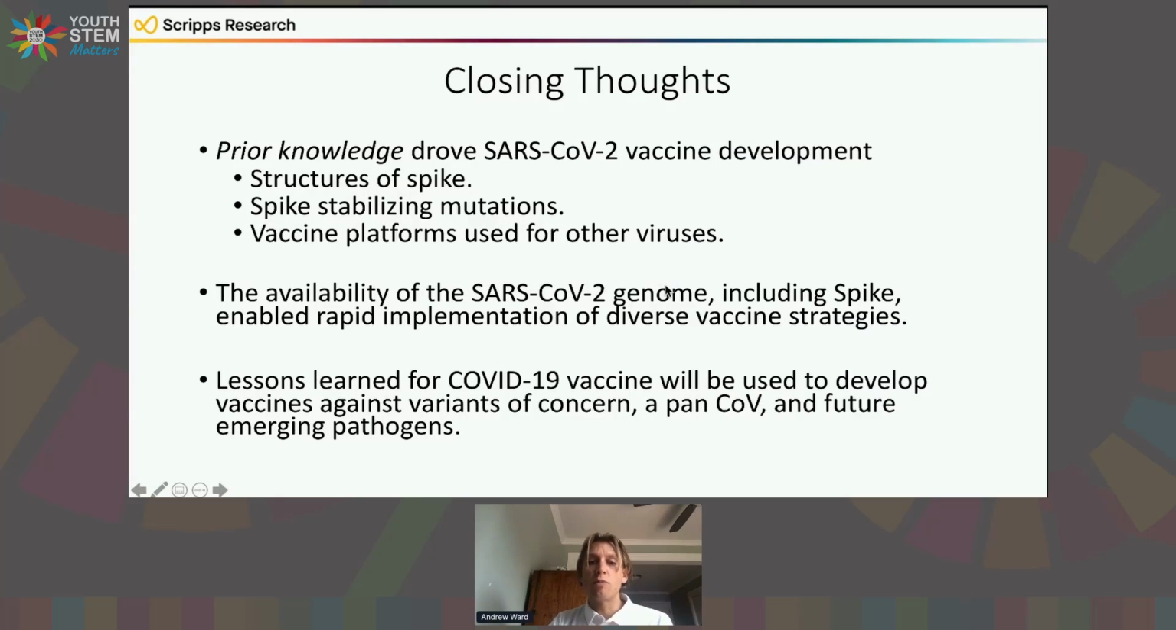This prior knowledge was combined in really rapid order to generate what are remarkably effective vaccines. And of course, the genome coming out of China very early was critical to know the sequence of the spike and other proteins. So again, this ability to do fast science with a lot of high-end technology and capitalizing on prior knowledge is how we were able to address this pandemic in shorter order than I think anyone predicted. And I think, optimistically, the lessons learned now will be used to develop vaccines against variants of concern, maybe a pan-coronavirus vaccine, future emerging pathogens, or even improve seasonal influenza or other vaccines.